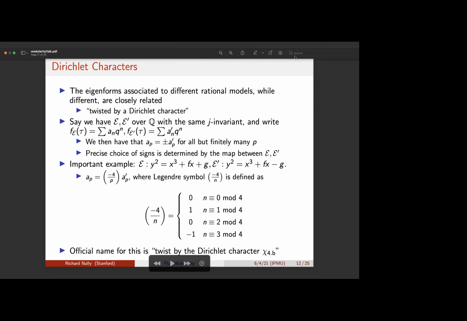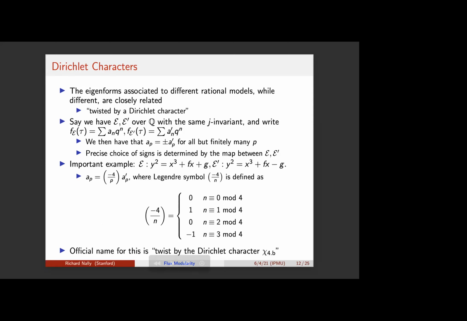And now I want to make a little aside. It's quite technical, but it'll be important later. So I want to comment briefly on the relationship between the eigenforms associated with two elliptic curves that are rational models for the same complex torus. The technical name for the relationship is that we say they're related by a twist by a Dirichlet character. But that's a very complicated word for a simple thing. So let me explain what this simple thing is.